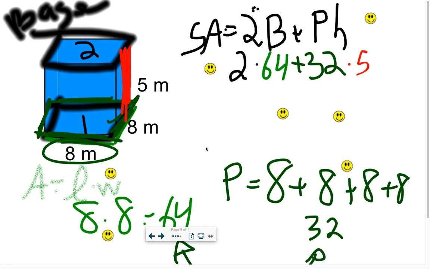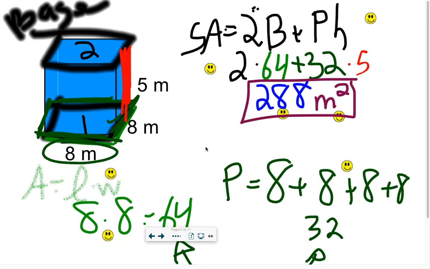2 times 64 plus 32 times 5. Do it all in one swoop, so that way you don't make any mistakes with PEMDAS. Let the calculator do PEMDAS for you since you get to use it. You plug it on in, you get 288, but again, go back to it. Don't forget we have that label, and we're talking area, so it's not just meters, but meters squared.